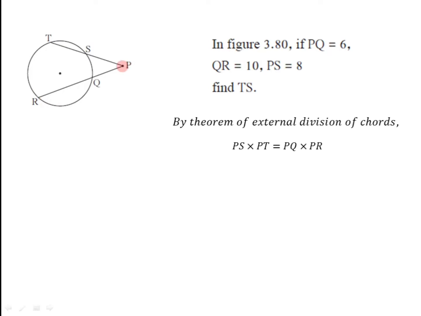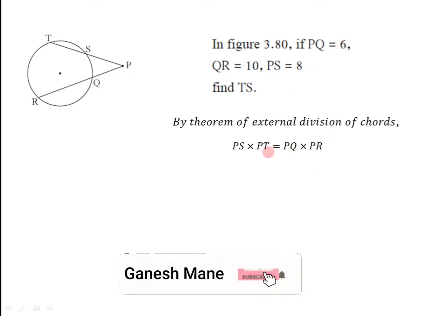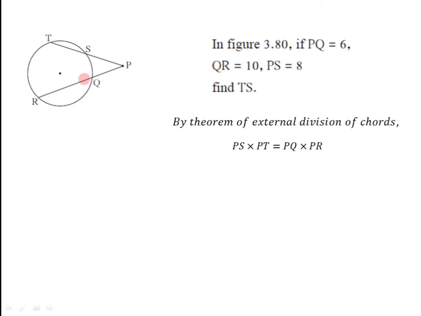Here we should note that we have to start with the external point P and get the first segment PS. Again we have to start with P to get the second, PT, in the same way PQ into PR. We are given the length of segment PS, that's 8. We are given the length of segment PQ, that's 6. But we don't have either PT or PR, because the length of segment QR is given. So first of all, we should find either the length of segment PT or PR.